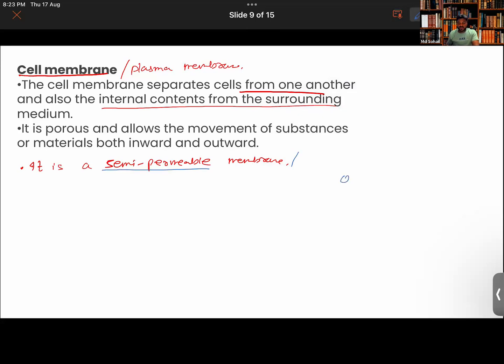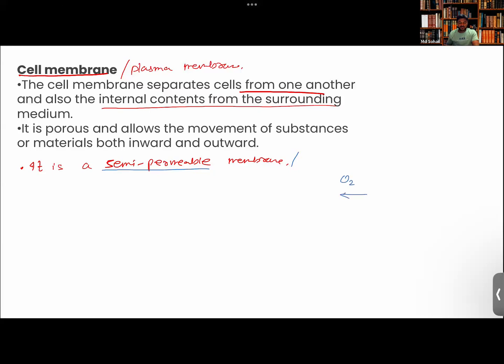For example, it will allow oxygen to pass in. It will allow the nutrients to pass inside, while it will allow the carbon dioxide to pass out of it. And it will basically stop unwanted materials from coming inside. So although the materials can move both inward and outward, it will be done in a selective manner.